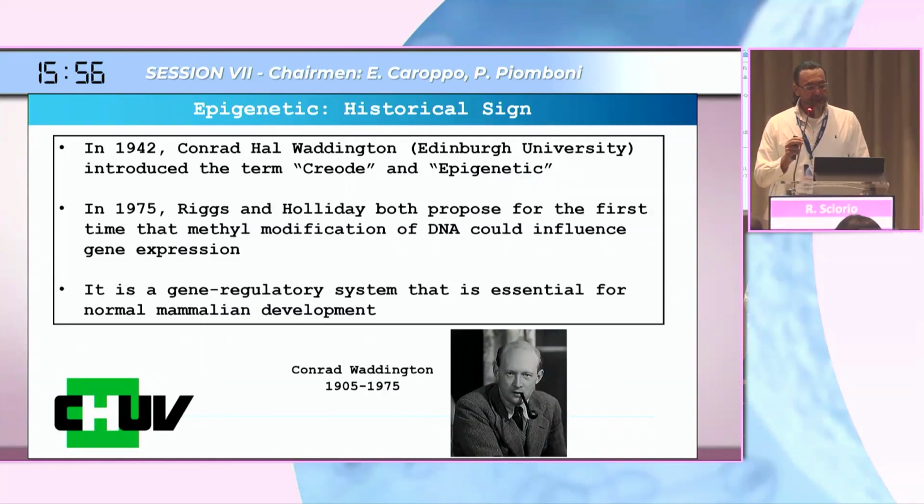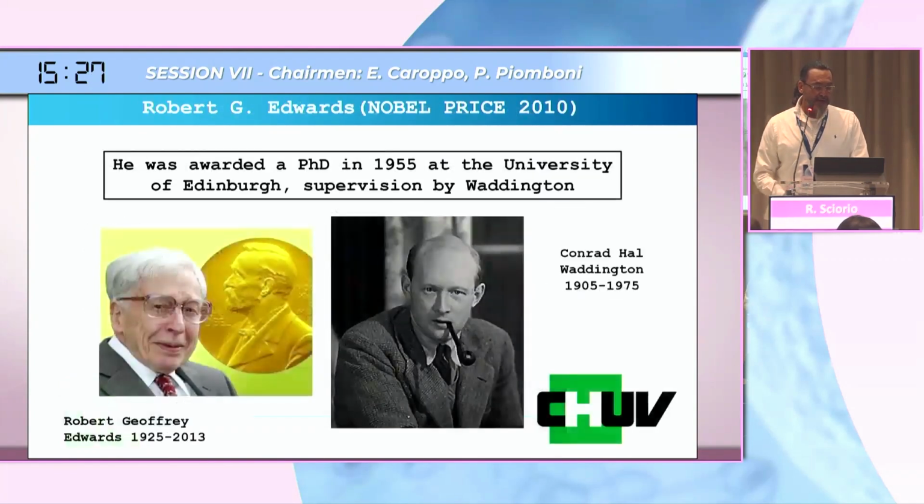In 1942, the term epigenetics was for the first time studied and investigated by Conrad Hal Waddington at Edinburgh University. We had to wait a few years, until 1975, for Riggs and Holliday to propose for the first time that methylation could be associated with gene expression. And it's not a coincidence that Bob Edwards actually studied in Edinburgh, and he obtained the PhD in 1955 under the supervision of Waddington.